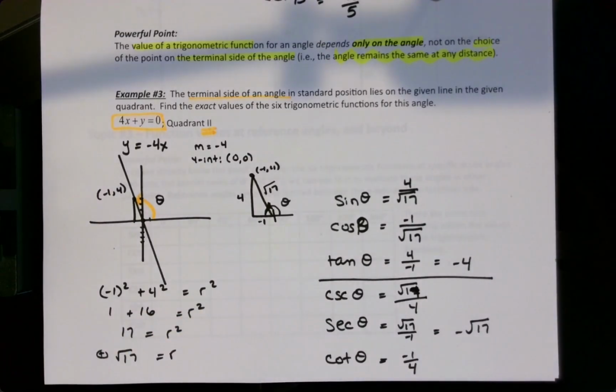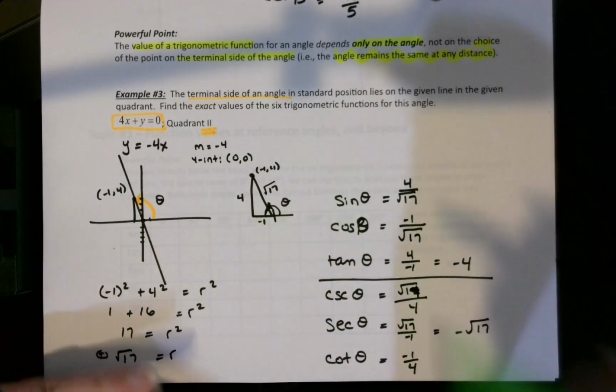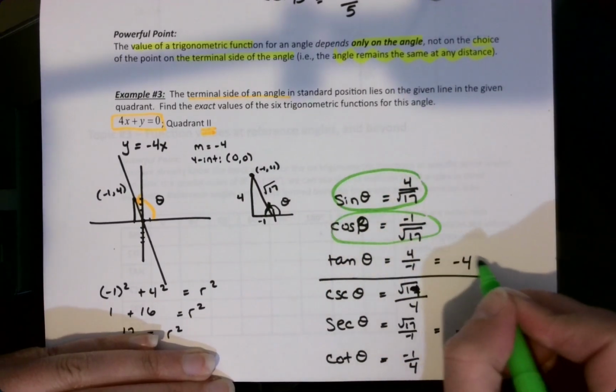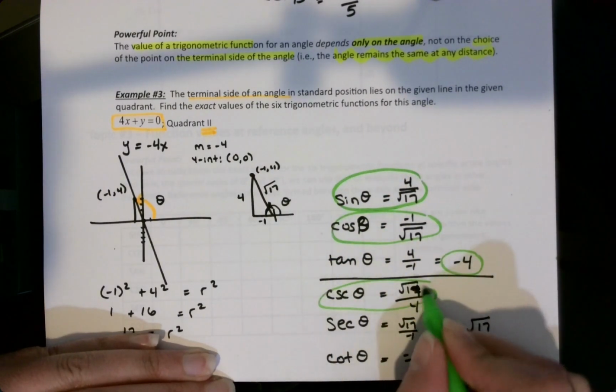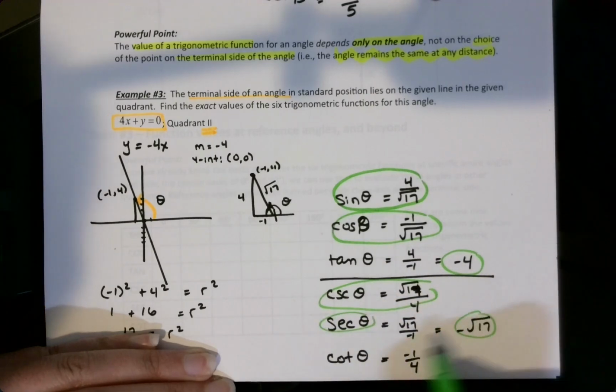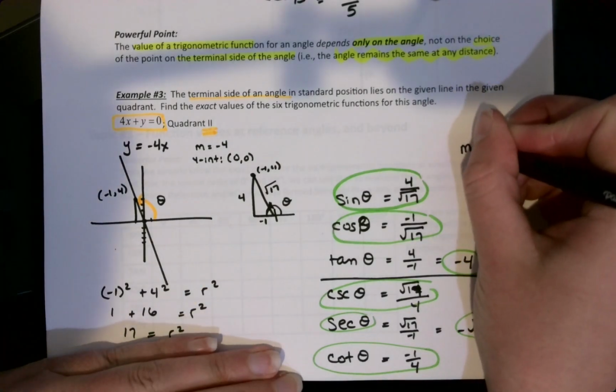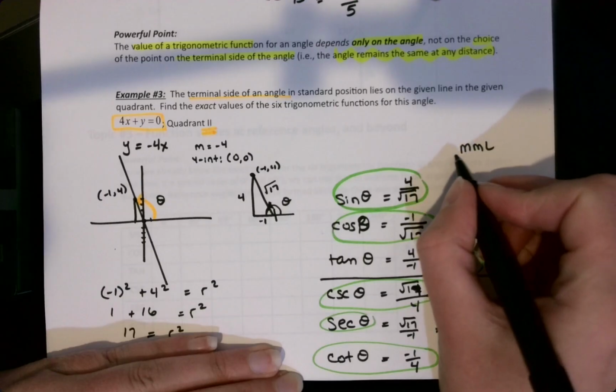All right. Now, these answers are absolutely fine on paper right here. We've got our 6 function values for this angle. Not rationalized. So I don't have to rationalize these by hand. I would leave these as is for my sine, cosine, tan, cosecant, secant, and cotan. However, if you are doing homework in my math lab, you may have to rationalize.